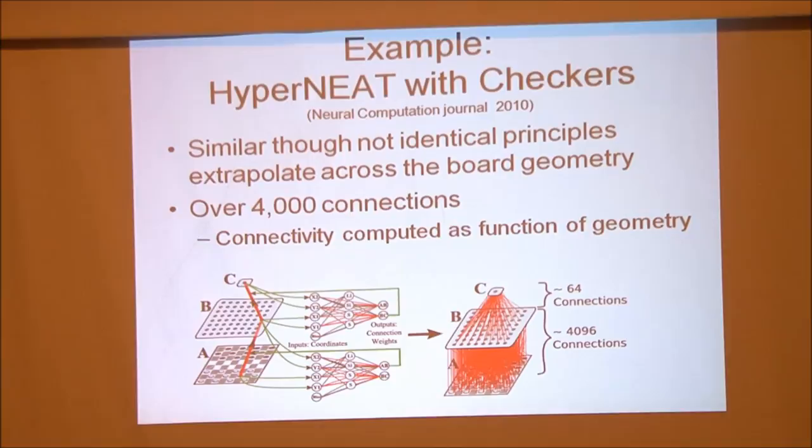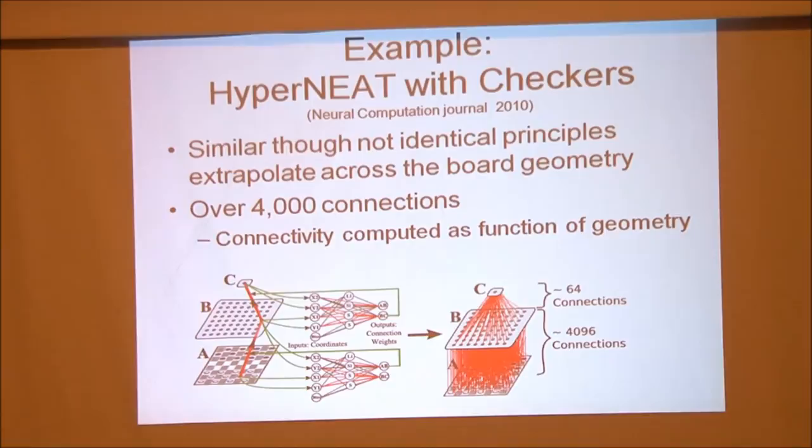So certainly there, if you imagine a connectivity pattern that maps from the geometry of a checkered board to some hidden layer and then makes a decision, basically a board evaluator, then you would expect some repetition with variation across the geometry of this connectivity pattern. Or you would even get kind of a topographic map of the game of checkers. So this is about a 4,000 connection network that was evolved to play checkers.